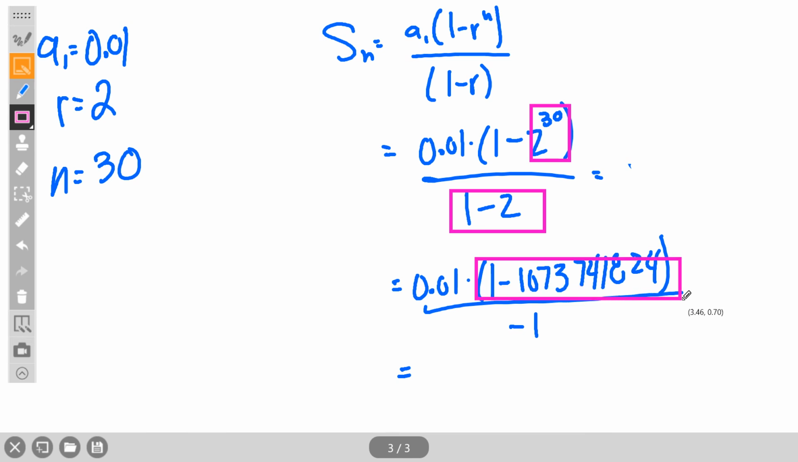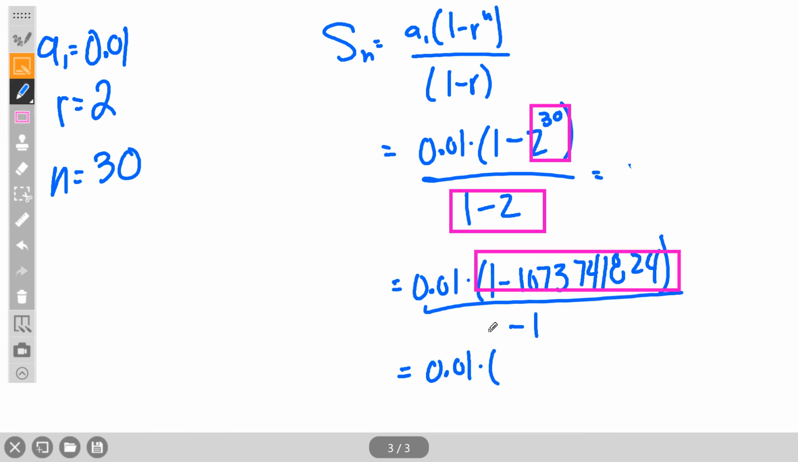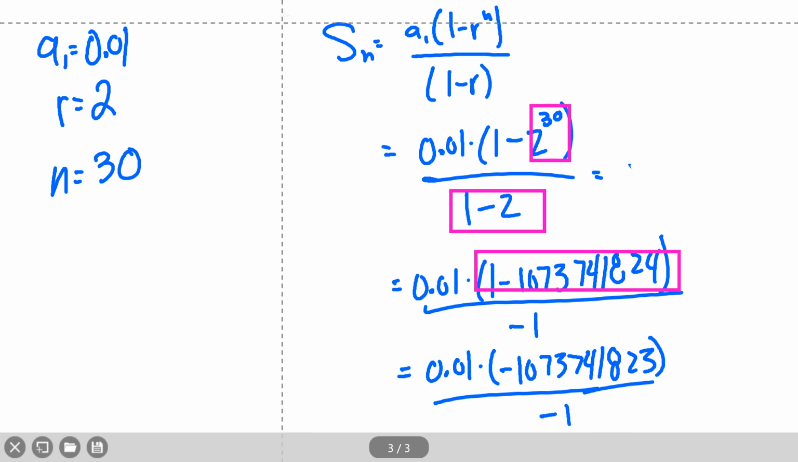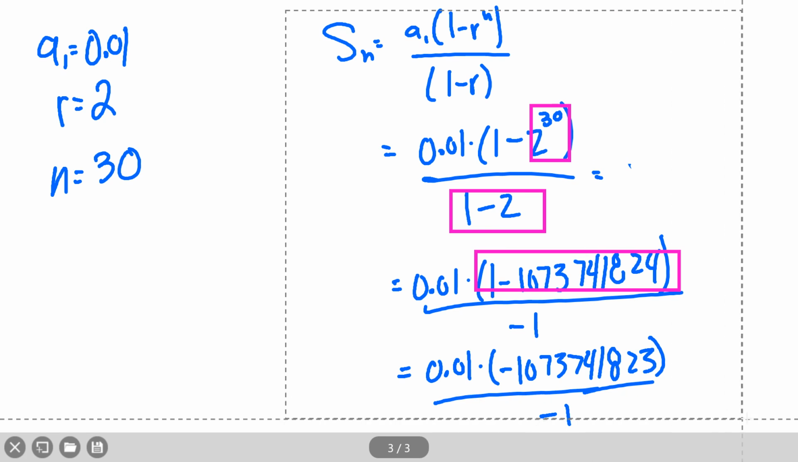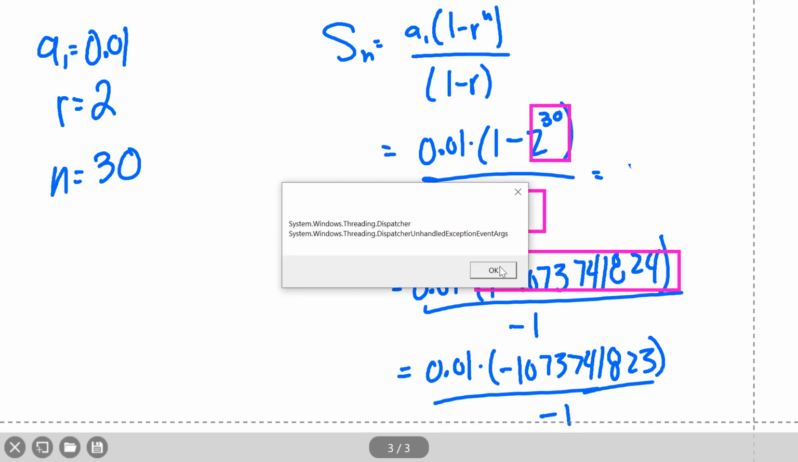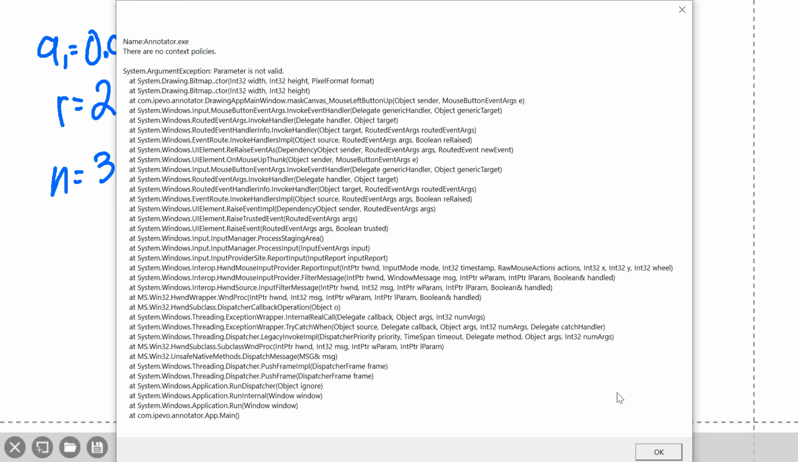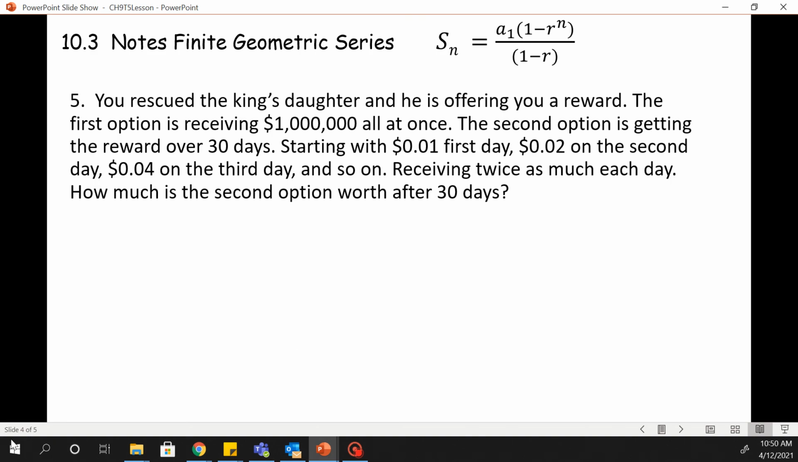Okay, next I can do this. So I got 0.01 times 1 minus 1073741824, which is negative 1073741823, and that's over negative 1. Unfortunate. Of course, my thing would crash right there.